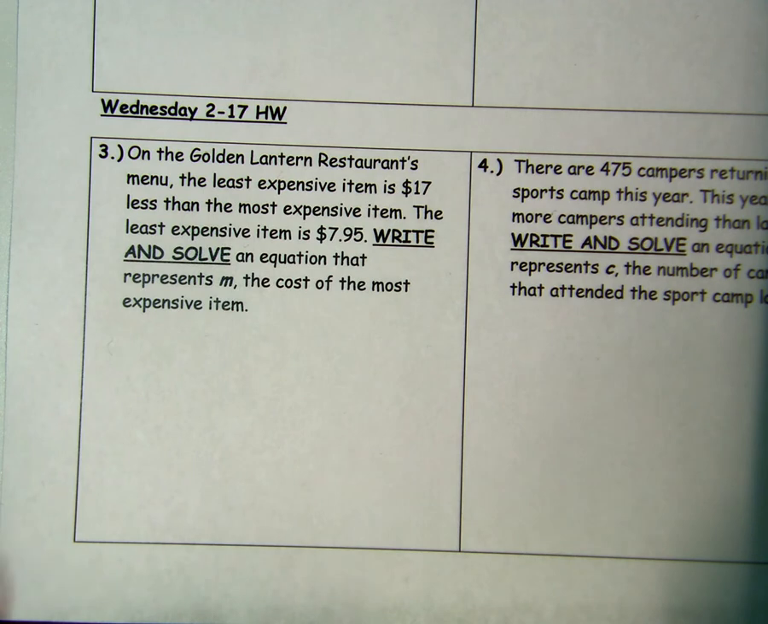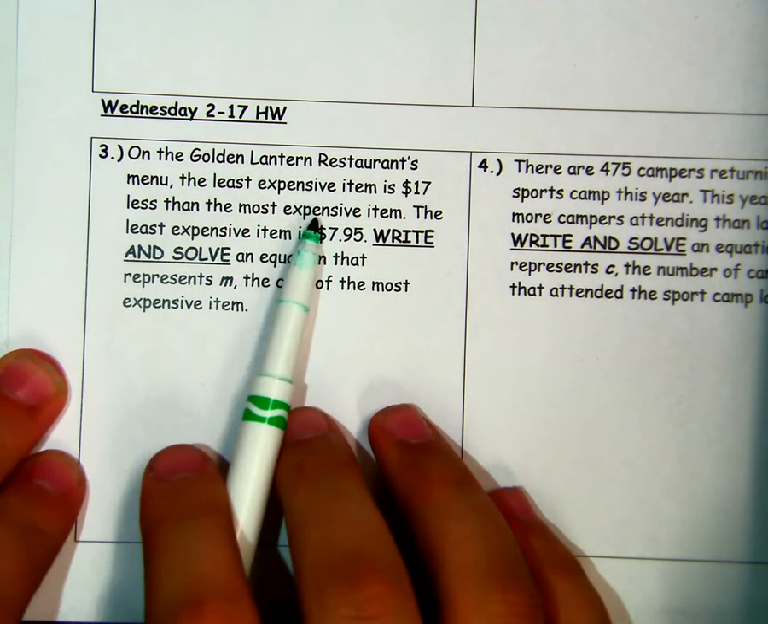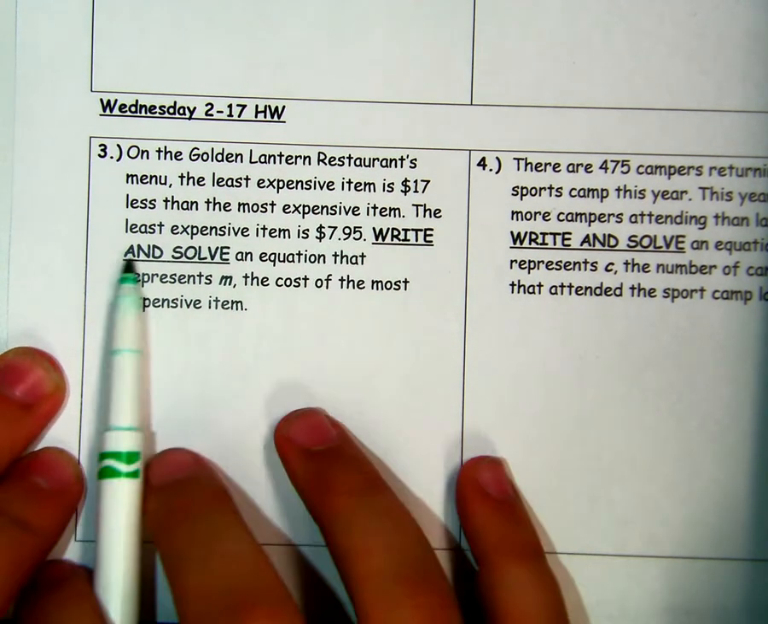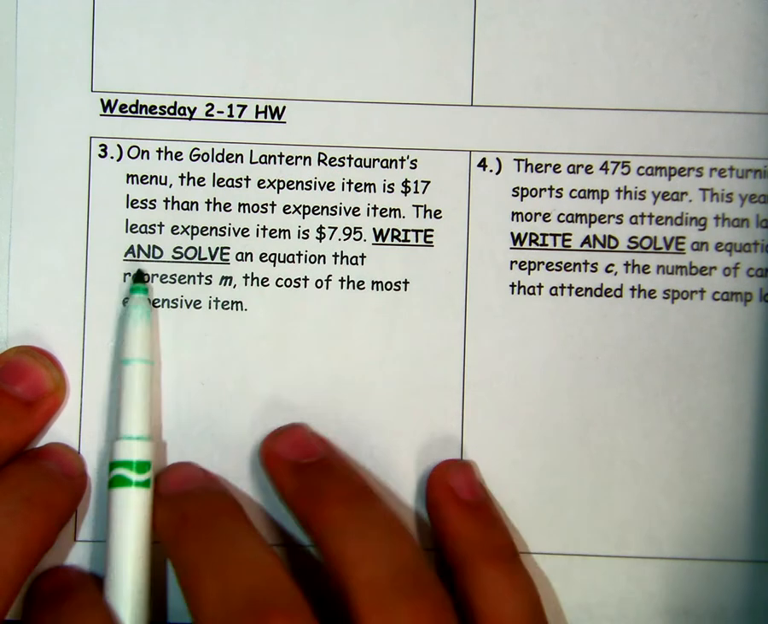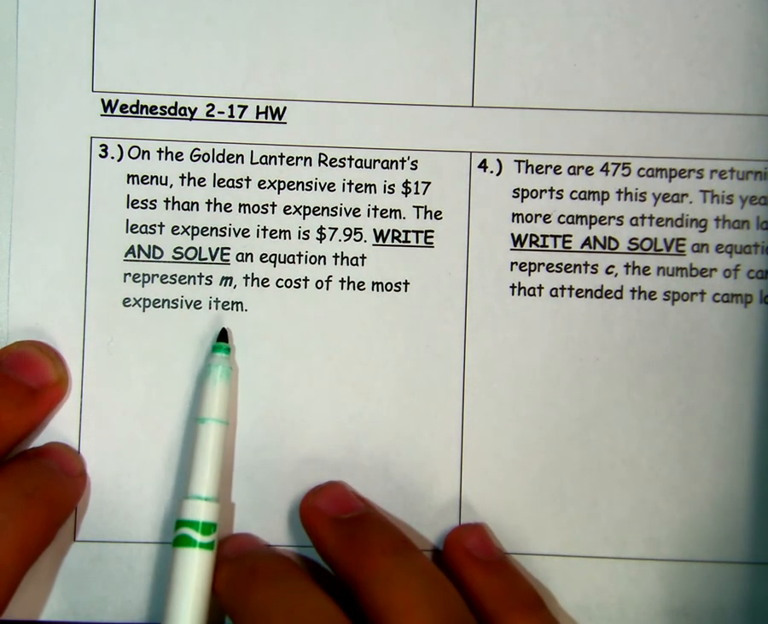If I look at Wednesday's homework, it says on the Golden Lantern restaurant's menu, the least expensive item is $17 less than the most expensive item. The least expensive item is $7.95. Write and solve an equation that represents M, the cost of the most expensive item.